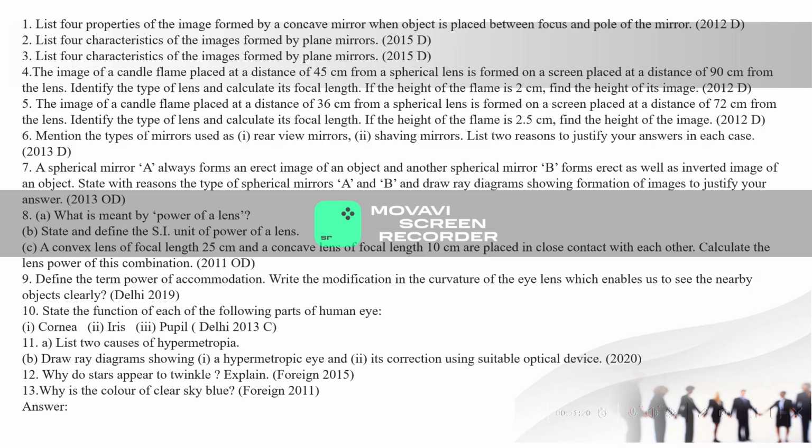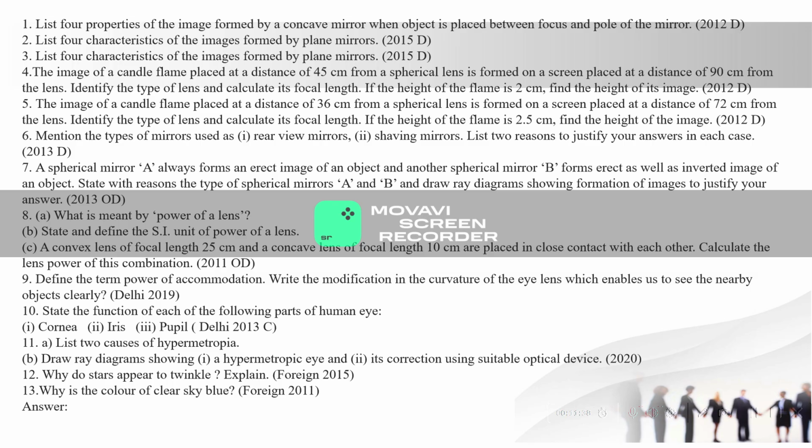What is power of accommodation? The power of the human eye to adjust its focal length. State the function of each of the following: cornea, iris, pupil. List two causes of hypermetropia. You have to write about it. You have to learn hypermetropia as well as myopia. Draw the ray diagram of a hypermetropic eye and its correction.